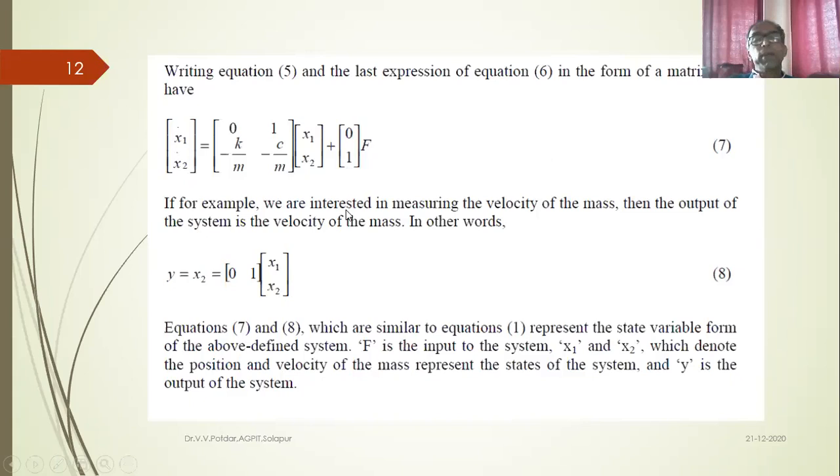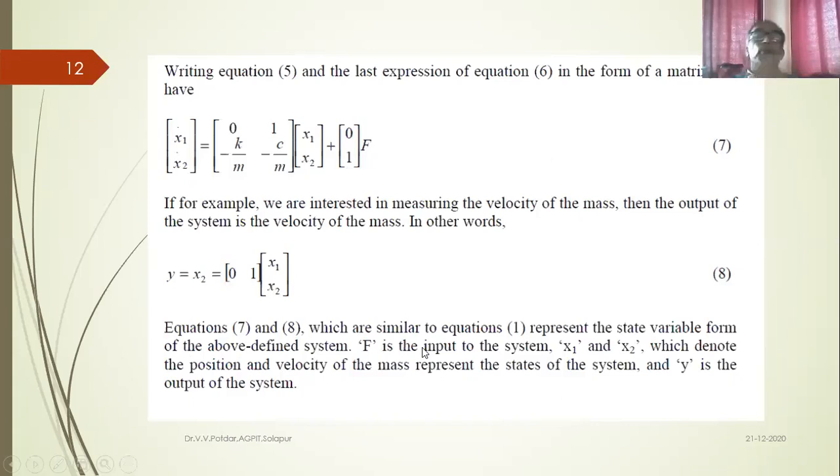If, for example, we are interested in measuring the velocity of the mass, then the output of the system is the velocity of the mass. In other words, y is equal to x2 is equal to row matrix 0 1 into column matrix x1 x2. Equations 7 and 8, which are similar to equations 1 and 2, represent the state variable form of the above defined system. Please refer to it frequently, read the books.